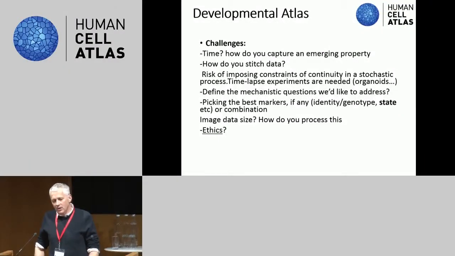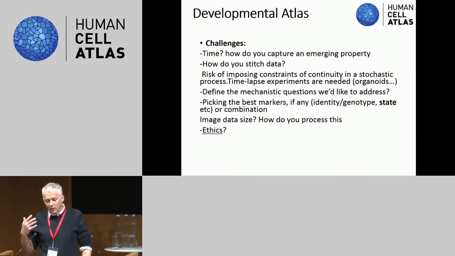We also discussed markers. Can we use any kind of markers? What are the best ones? It's not only that we want to capture the identity of the cell, but also the state of the cell during its developmental program. That's also something really very important.